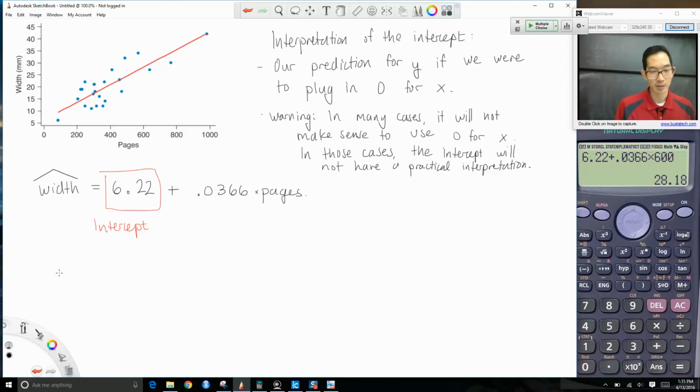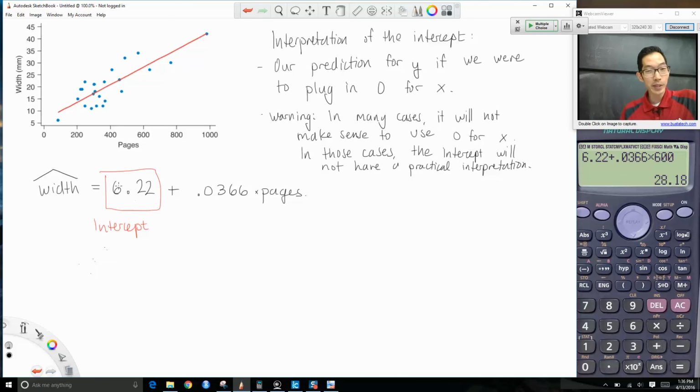Okay, all right. So what does 6.22 represent? Can we think of a practical interpretation for 6.22 here? I don't want to make too much of these trap questions for you guys.